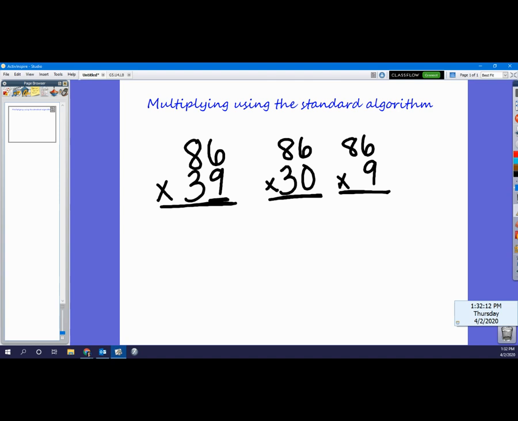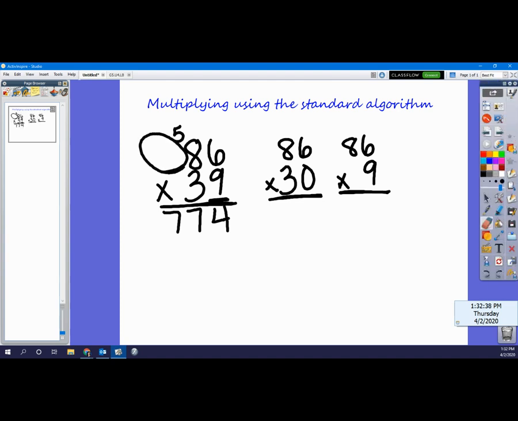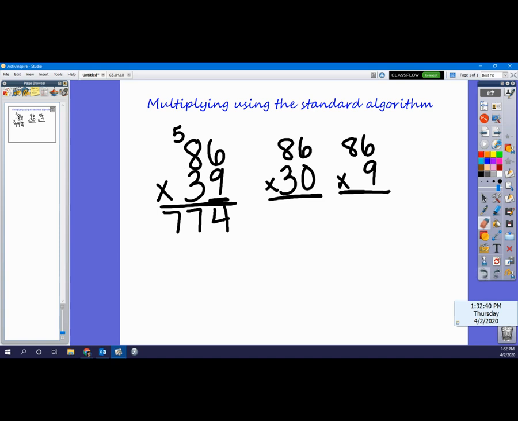9 times 6 is 54. So we put down the 4 because it's a double-digit number. We put down the 4 and we carry the 5 to the next place over. 9 times 8 is 72, and then we add the 5 on. So 72 plus 5 is 77. And because we don't have another digit over in the hundreds place to carry into, we just continue on, and both the 7 and the 7 go into the answer line.